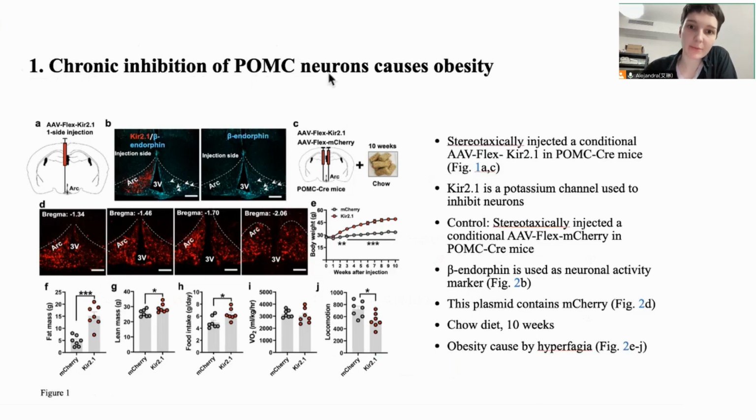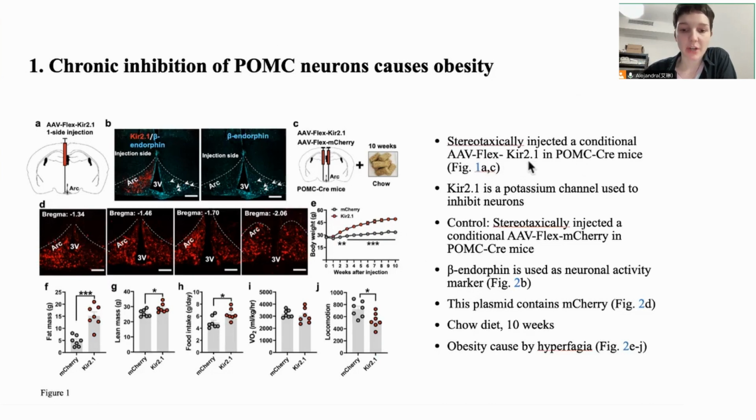Chronic inhibition of POMC neurons causes obesity. So they stereotaxically inject a conditional adenovirus that contains Kir2.1 in POMC-Cre mice. This is a conditional vector that requires Cre, so it will only be expressed in POMC neurons. This plasmid contains dTomato and Kir2.1.